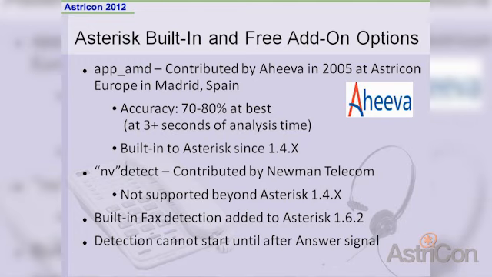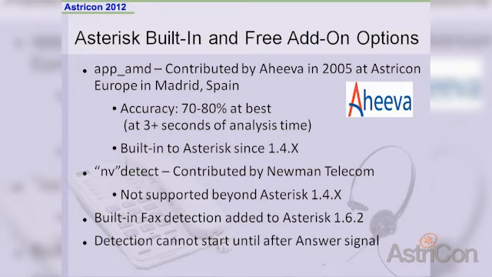Inside of Asterisk, there are some built-in or free add-on options that have been offered over time. The first of these was back in 2005, a company called Ahiva that makes or made their own predictive dialer contact center solution and was one of the first to offer an Asterisk-based solution, although their code is proprietary. It is based on Asterisk.